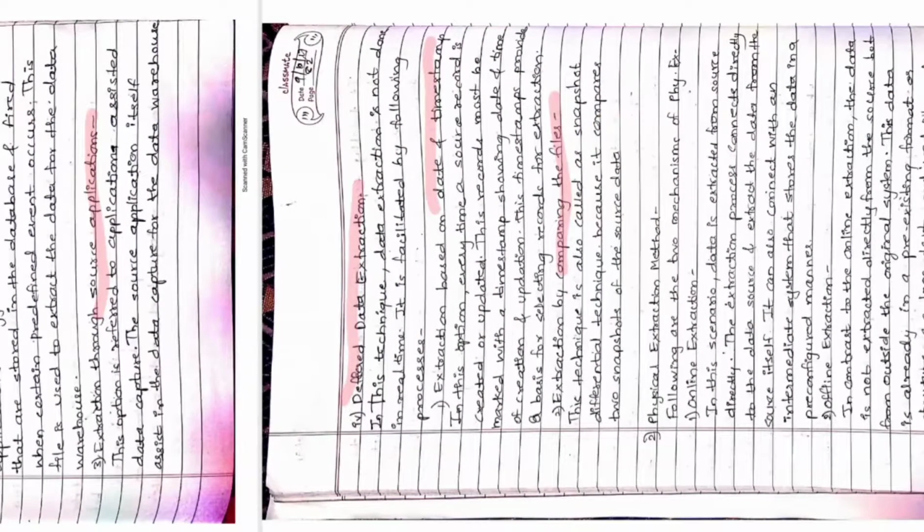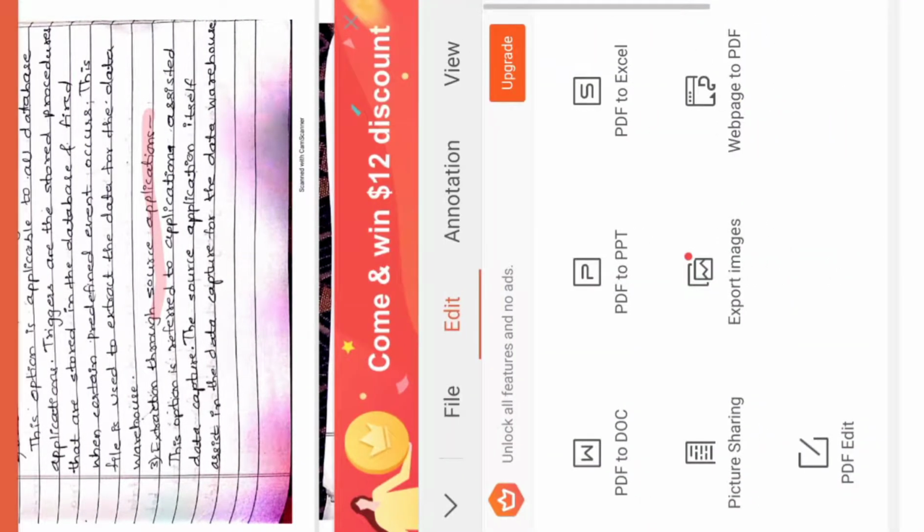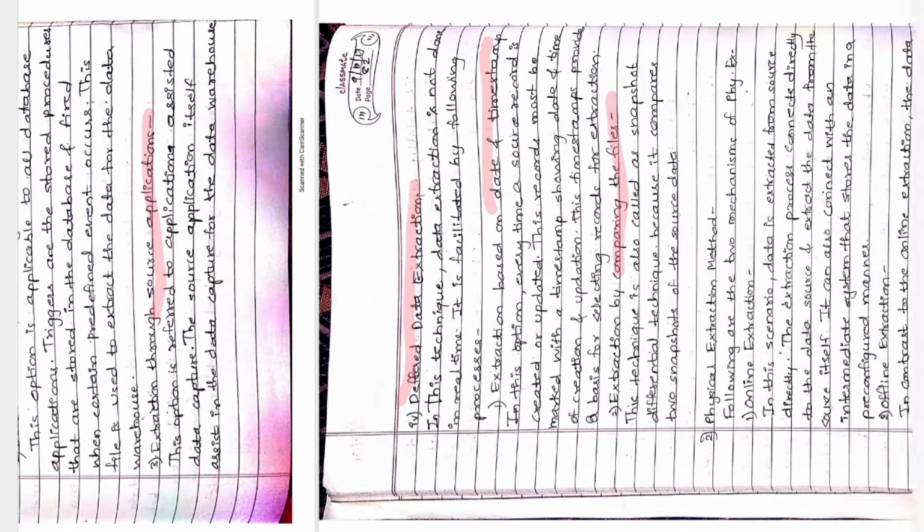So here in the physical data extraction method, we have only two ways. The first one is online and the second one is offline, because the physical data extraction can be done only online and offline. So we'll see both. What do you mean by online extraction? Whenever you are coding, like in Python, we are using this online extraction. A number of times we can fetch the data from the website. So this is the category, online extraction.